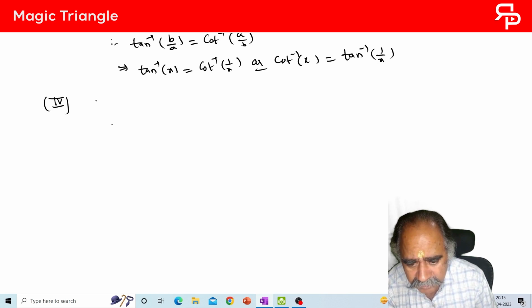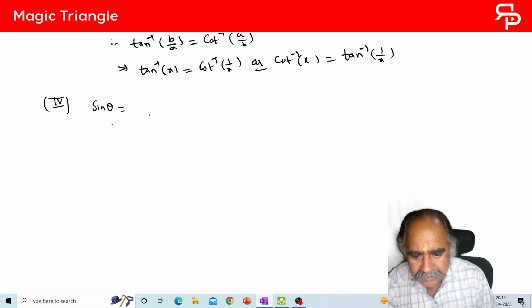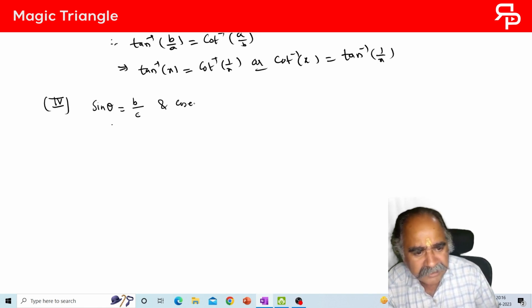Now next is what? Sine theta is what? You have to keep the triangle in your mind. For theta, opposite side was B and hypotenuse was C. So B by C. And if you see cos of pi by 2 minus theta, one minute.